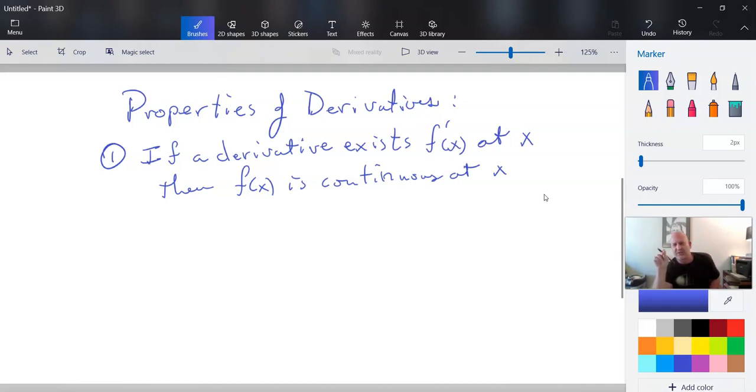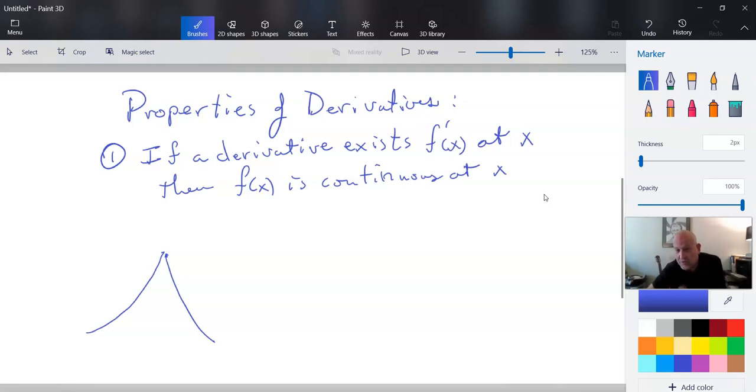Just because a function is continuous does not necessarily mean it has a derivative, though, right? If the derivative exists, then the function is continuous there. Just because a function is continuous does not mean that a derivative exists. Here's an example, right? If I have a function that does something like this.